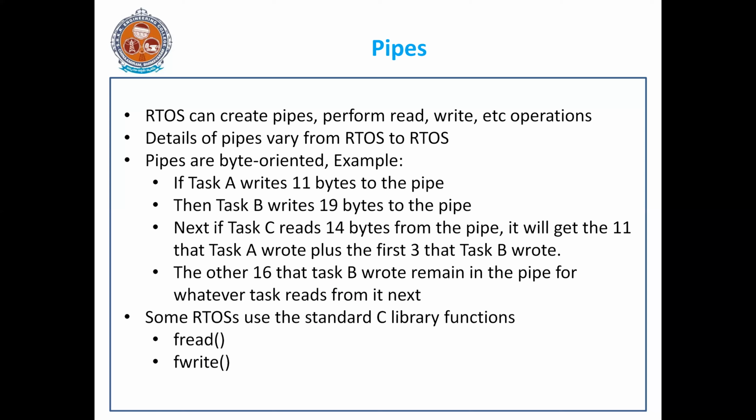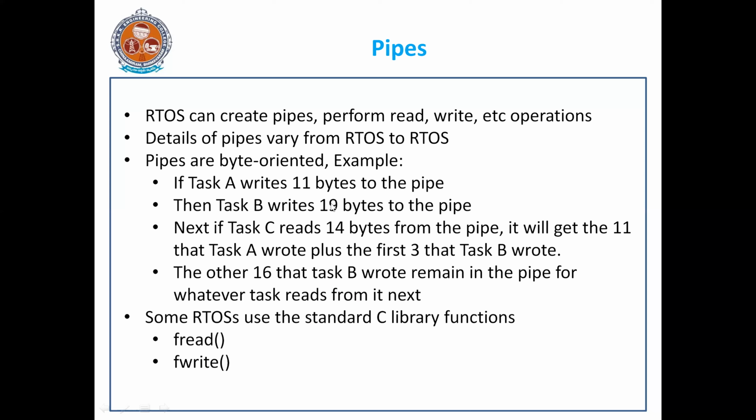Now suppose task C reads 14 bytes from the pipe. What will happen? Totally you have 30 bytes, but task C is asking for 14 bytes. So it will get the 11 bytes that were written by task A, and the remaining 3 bytes it will get from task B, whatever task B has written. So totally it got 11 from task A and 3 from task B, that means it got its 14 bytes from the pipe.